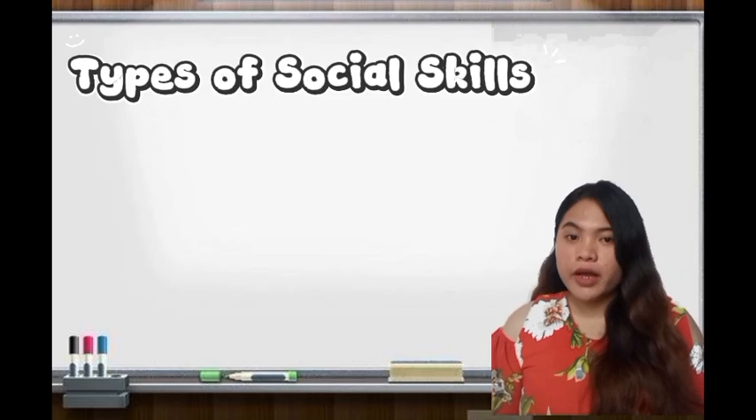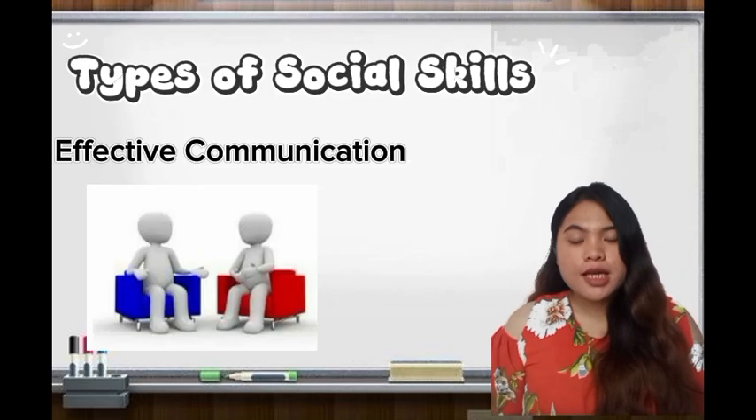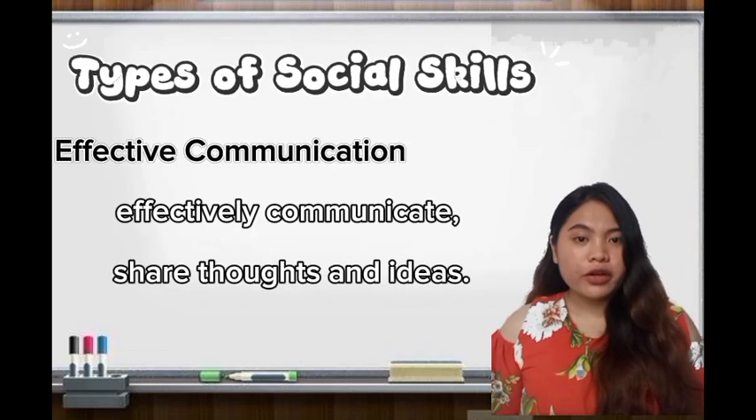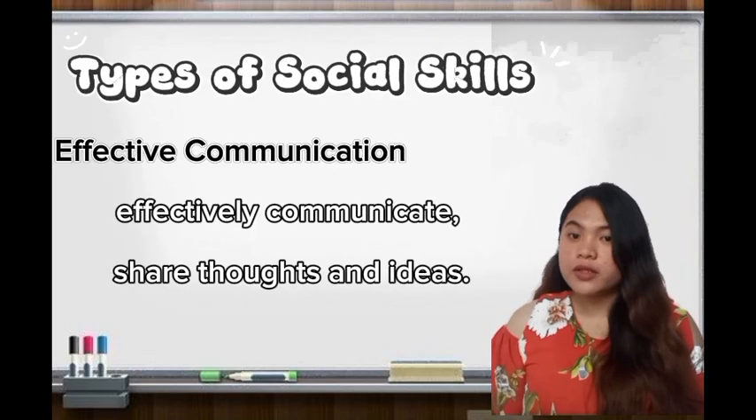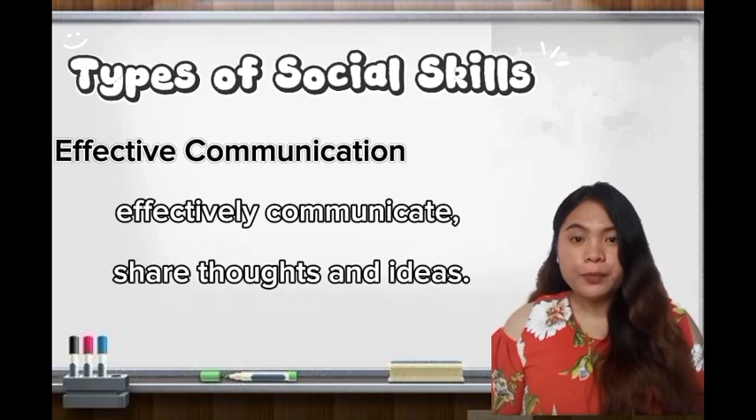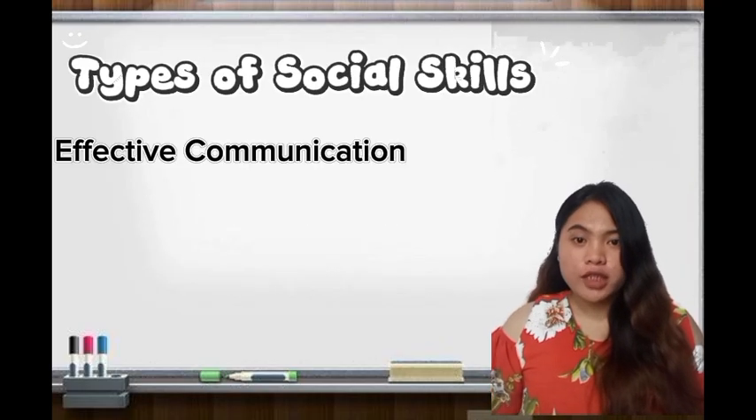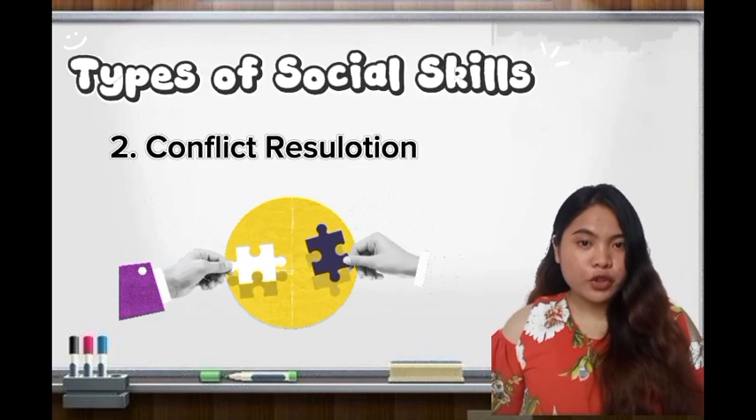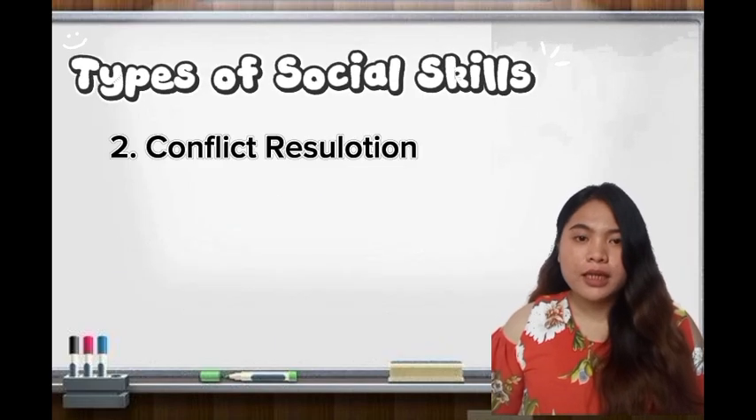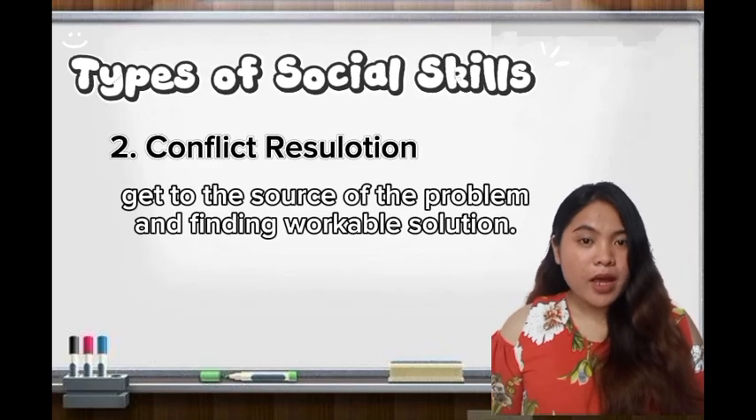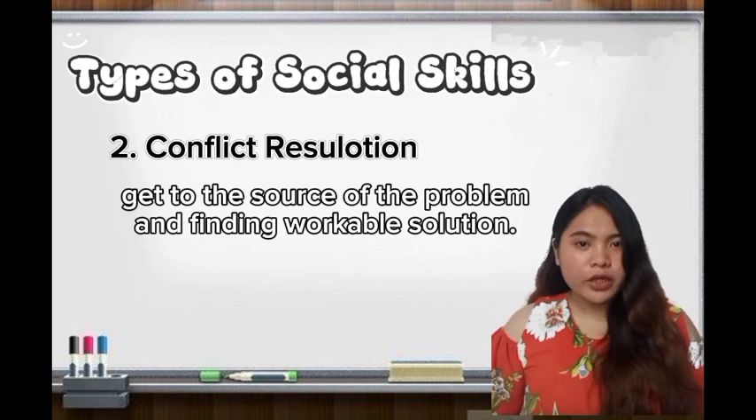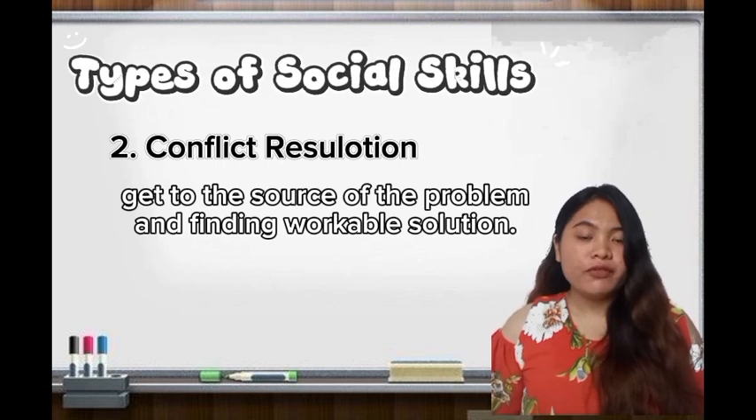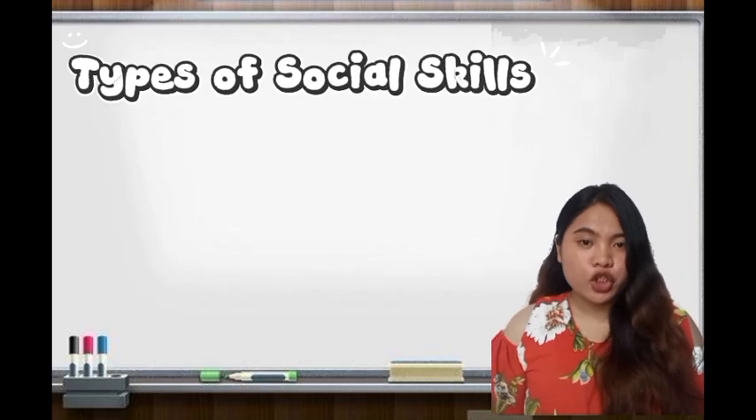First is effective communication. It is the ability to communicate effectively and share thoughts and ideas with students through group conversations and discussions. Number two, conflict resolution. It is the ability to get to the source of the problem and find a workable solution by weighing both sides from those involved with the goal of mediating for reconciliation.